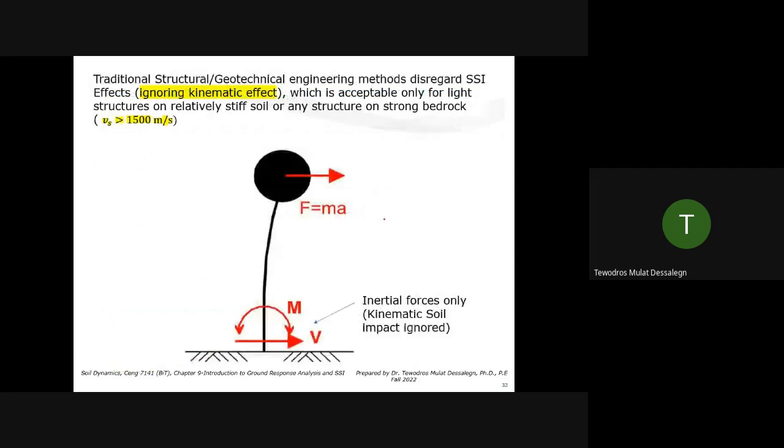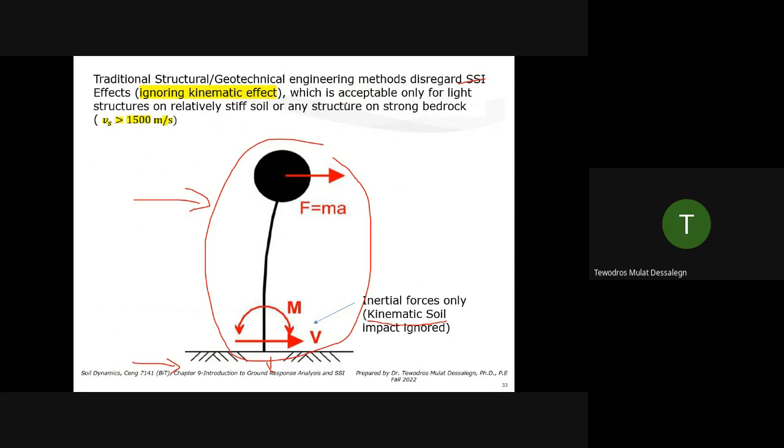So traditional structural and geotechnical engineering methods disregard the SSI effect. For example, a structural engineer assuming a fixed base and analyzing a structure is not accounting for the impact of soil. There is some soil flexibility. So remember, the inertial impact is above ground from the structure. The kinematic impact is from the soil. So when you assume a fixed base analysis, it's usually ignoring the kinematic portion.